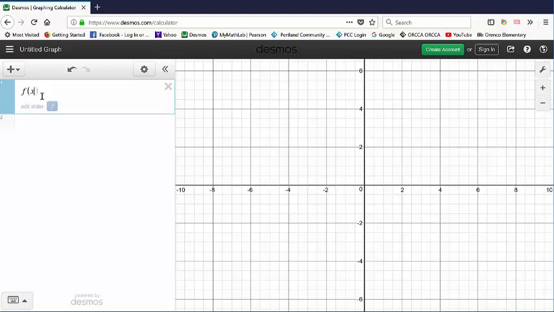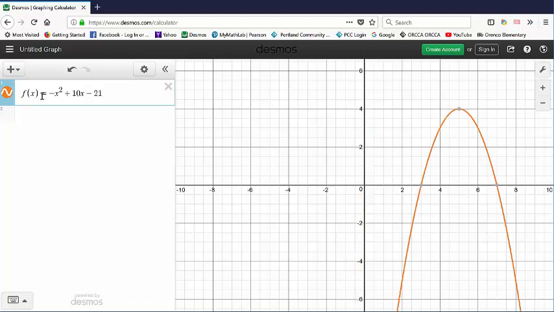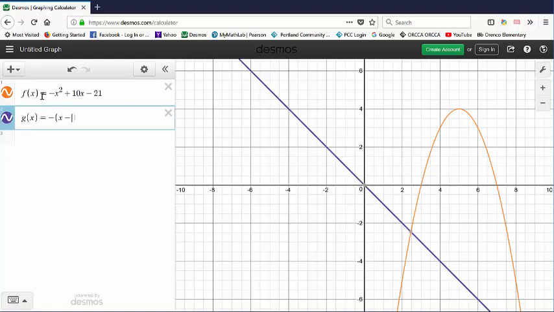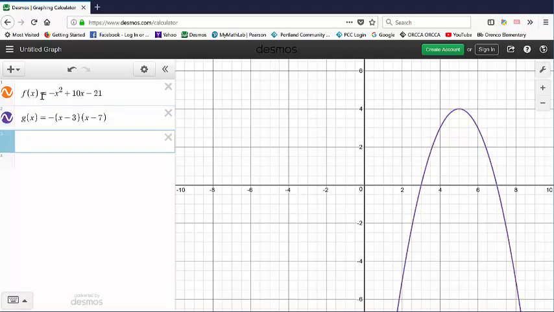Here in Desmos, I'm going to have f of x equal to negative x squared plus 10x minus 21. Okay? So I see it graphed in orange there. Next, I'm going to graph g of x equal to negative quantity x minus 3 times the quantity x minus 7. Okay, now we see the graph in purple there, and it looks pretty much the same as the orange one did, right? And in fact, they are the same graph, where they're lying right on top of each other.